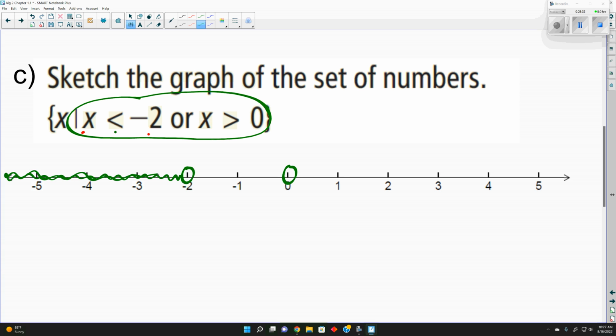Now the other part is x is greater than 0. So here we would shade to the right because we're talking about it being greater than. And that's it. Any questions on this here? Are you ready for the next one?